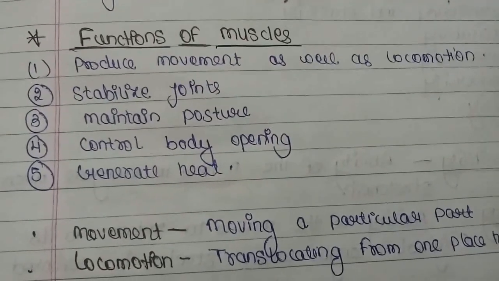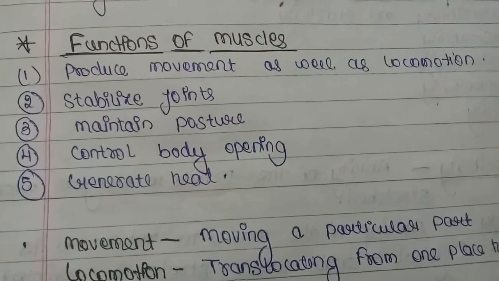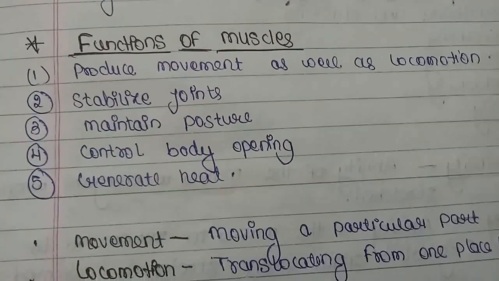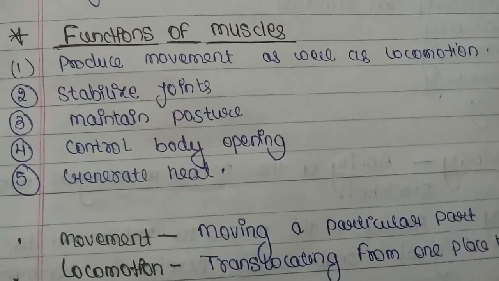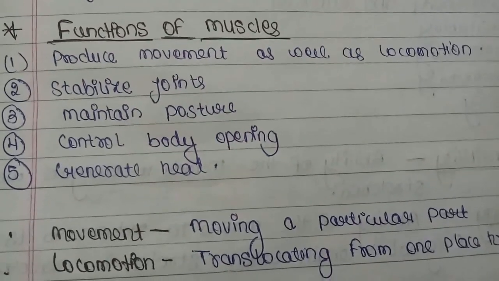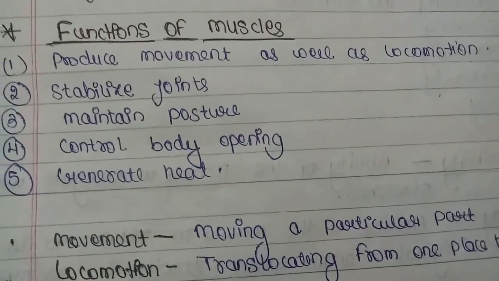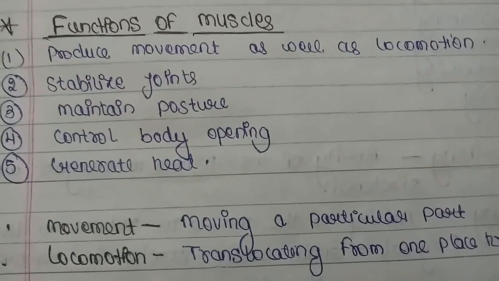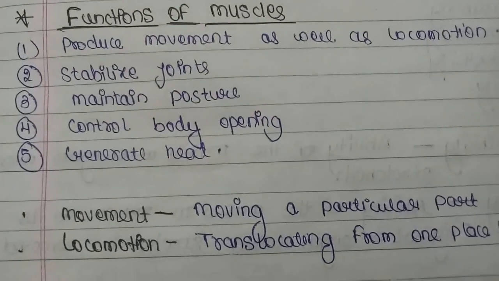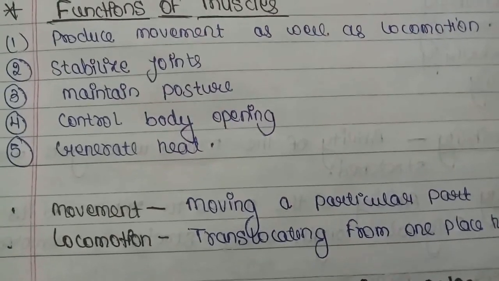Welcome friends, in this video we are going to deal with the functions of muscles. So one by one we will see the functions of muscles and also deal with them. The first one is to produce movement as well as locomotion. Again, the word locomotion comes here. Now the second one is to stabilize joints. Third, maintain posture. Fourth, control body openings and generate heat.